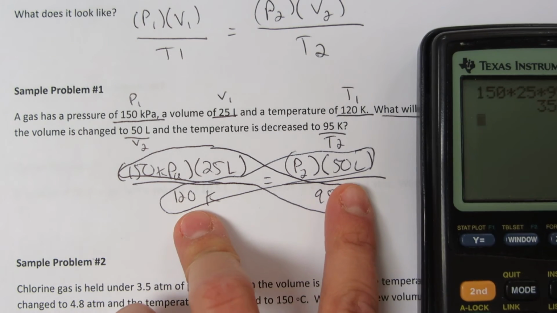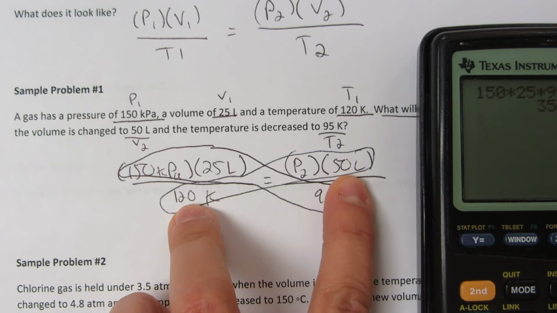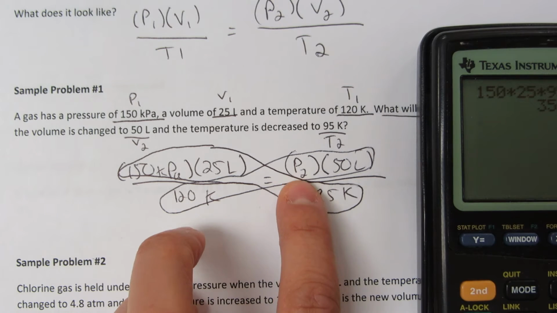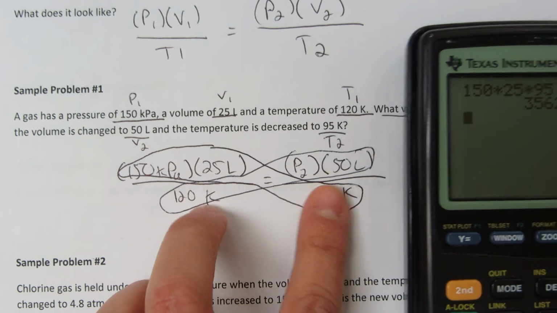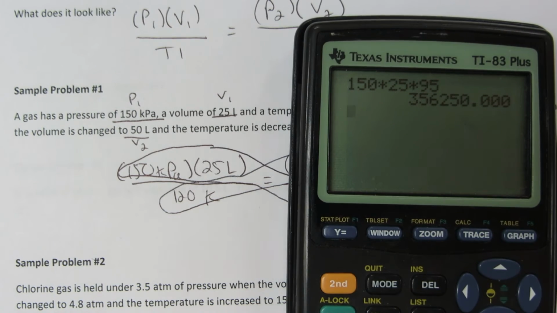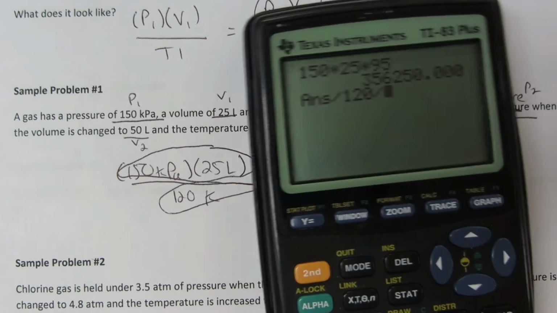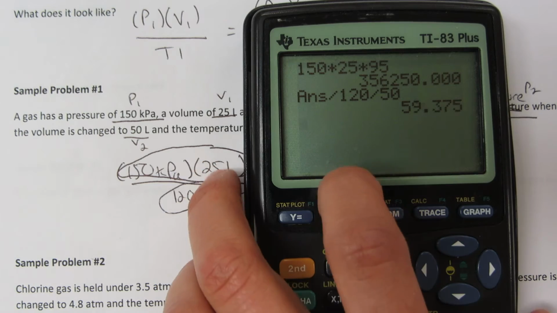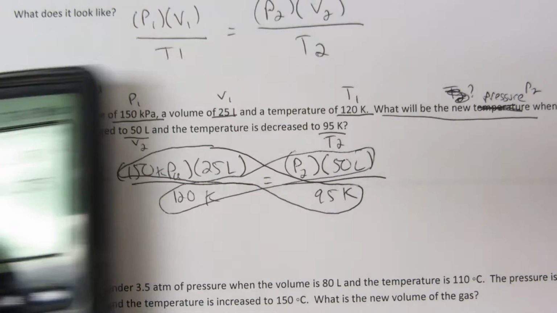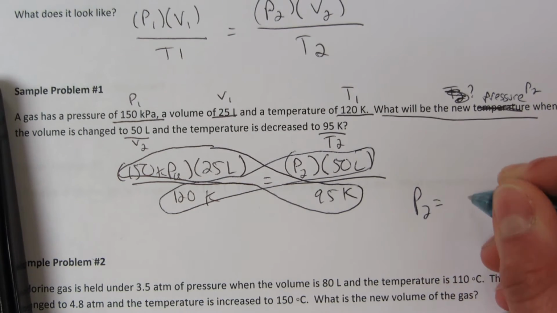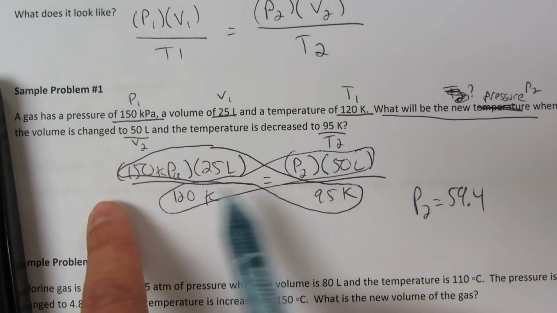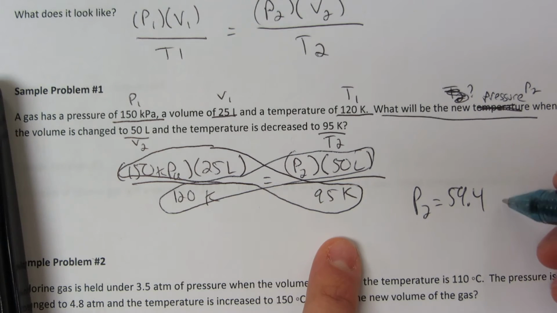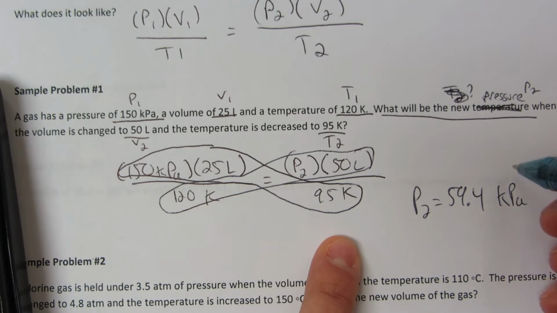And then the other two numbers, we're going to divide by those two numbers to get P2 by itself. So whatever numbers end up with one of your variables, you're going to divide by those numbers. So we're going to divide by 120 and by 50. So we get 59.4 about. So P2 equals 59.4, and for the unit, well, P1 was kPa, so P2 will also be, for pressure, kPa.